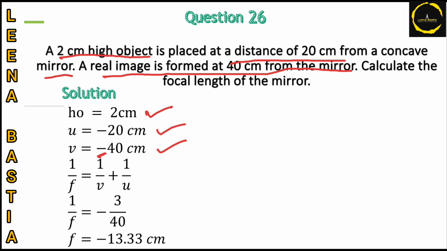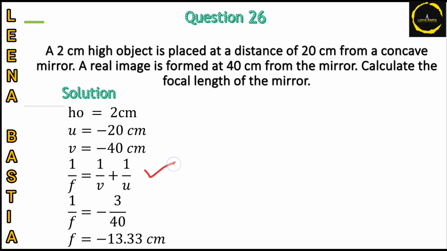Just check from you, you have to read the question very carefully, because all the sign notation, what sign you have to put, that is already given in the question, and from that you can calculate it very easily. Okay, now it is asking to calculate the focal length of the mirror. So use the mirror formula and substitute the values.